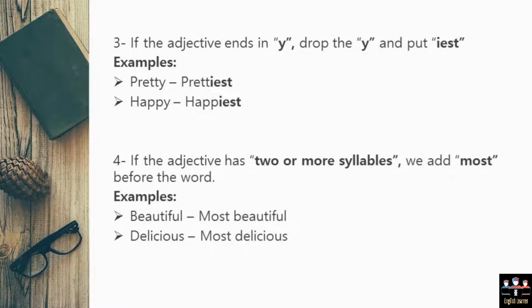Rule number 3. If the adjective ends in y, simply drop the y and put "iest". Examples: pretty, prettiest; happy, happiest. Rule number 4. If the adjective has two or more syllables, we add "most" before the word. Examples: beautiful, most beautiful; delicious, most delicious.